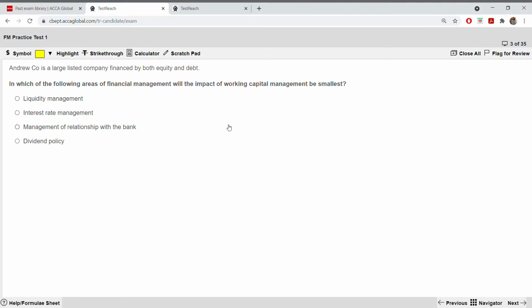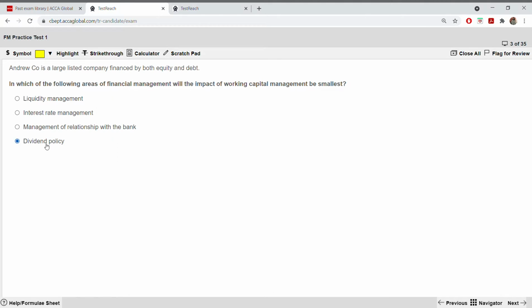First of all, you have to understand all of these four areas are areas of financial management only. But out of these four areas, there is only one area where the impact of working capital management will be smallest. Is it liquidity management? Is it interest rate management, management of relationship with the bank, or dividend policy? What is it? It is dividend policy.